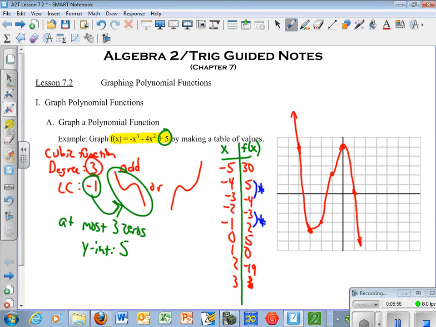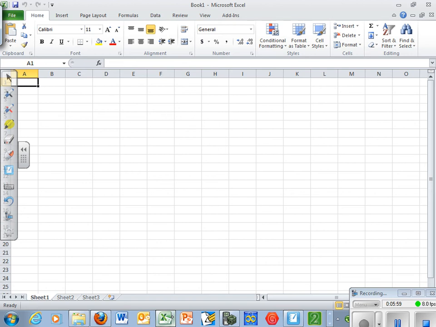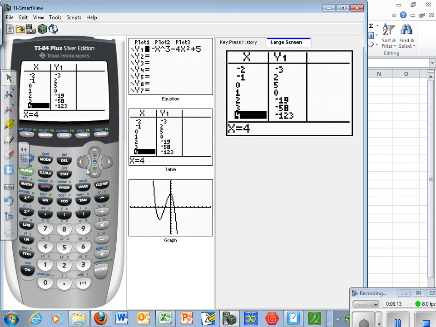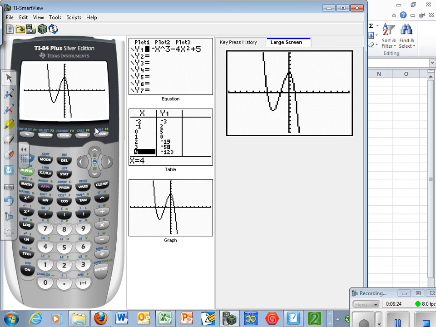And if you go back to your table on your calculator, notice at 2 we're at negative 19, at 3 we're at negative 58, and then it really goes down awful fast there. So it doesn't curve back up anymore. Okay, now you can kind of see what the graph looks like here, or if you hit the graph button, there's what it looks like. And that's kind of what we drew there.